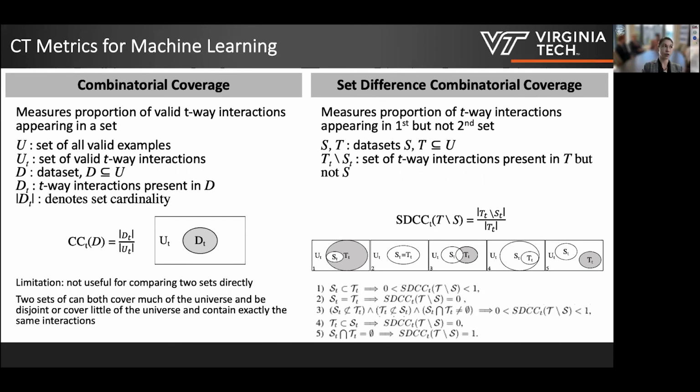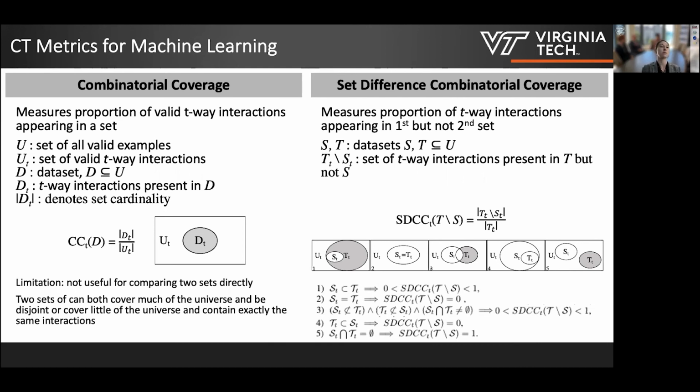That's this metric. And so if we define U to be the set of all valid examples, and U sub T is the set of valid T-way interactions, then given some data set D, that's a subset of the universe, so it's a set of valid examples, we define D sub T to be the T-way interactions that are present in that data set D. Then the combinatorial coverage of D is the size of D sub T divided by the size of U sub T, or again, it's the proportion of the T-way interactions that appear in data set D.